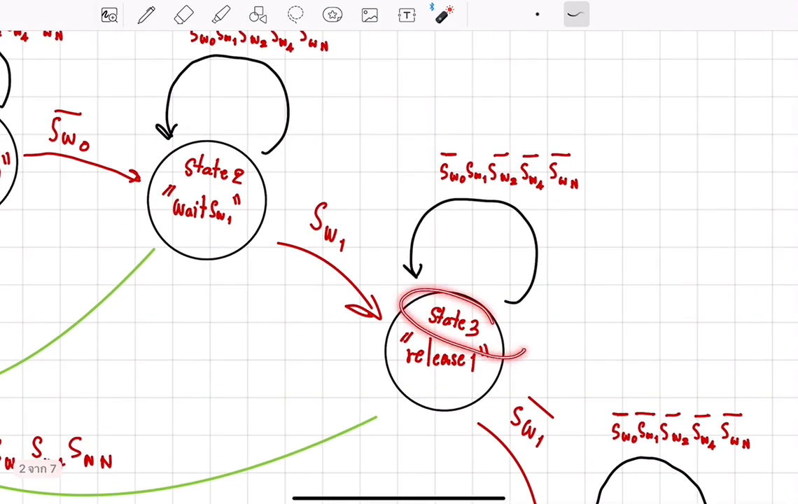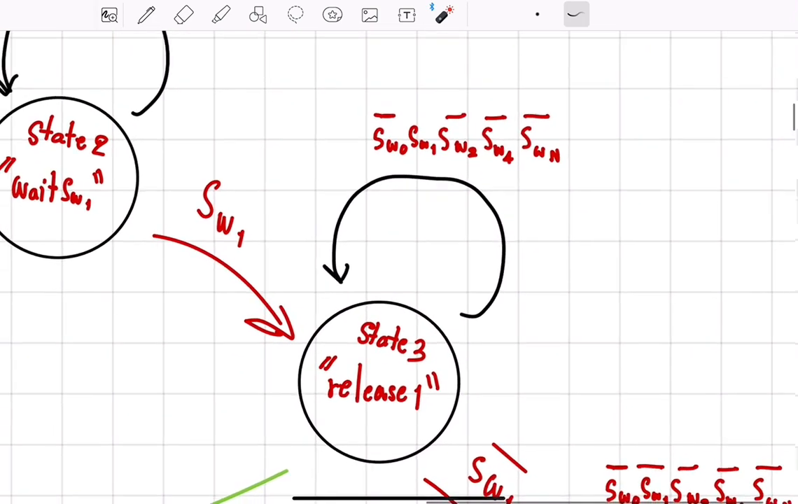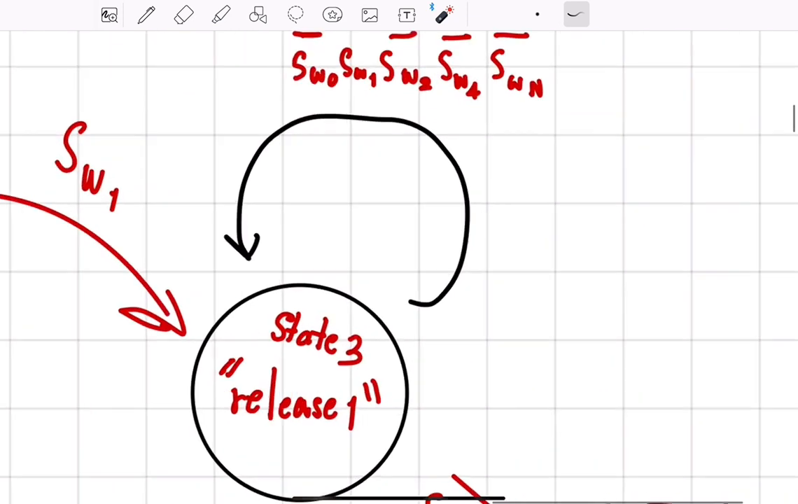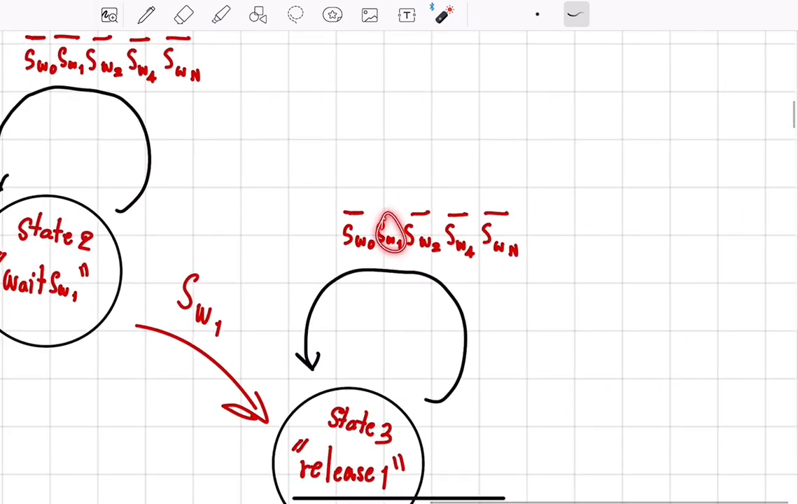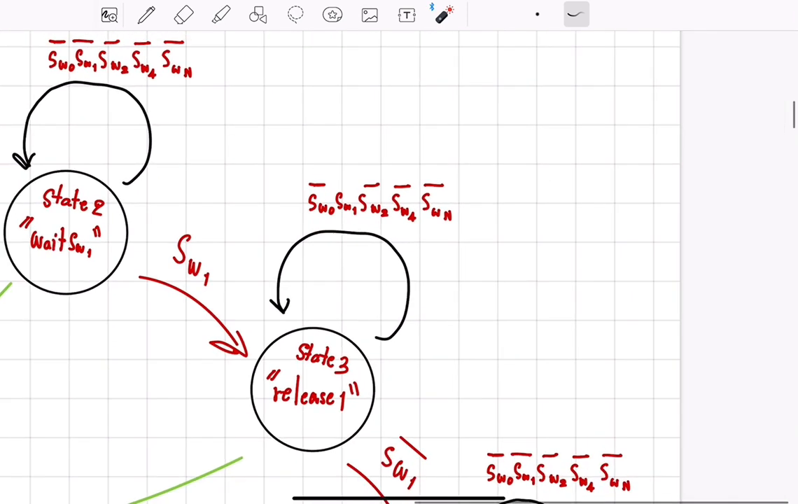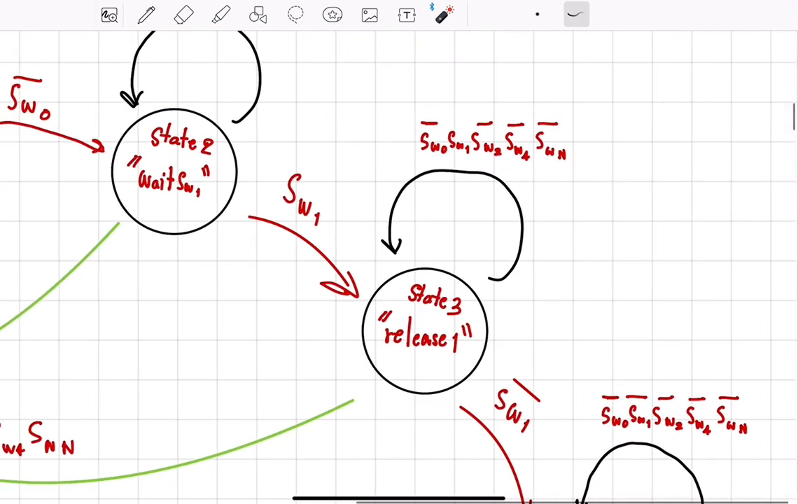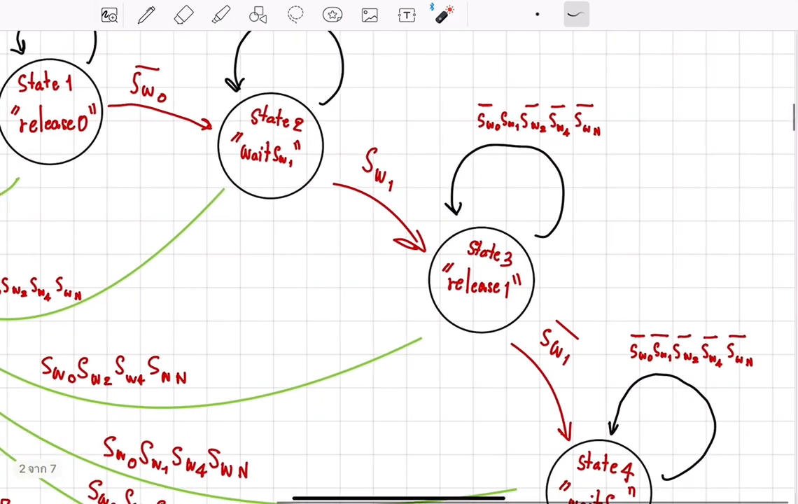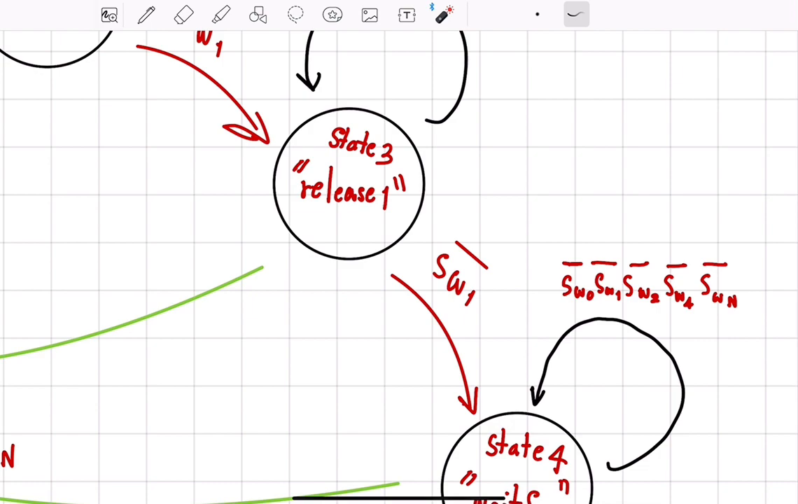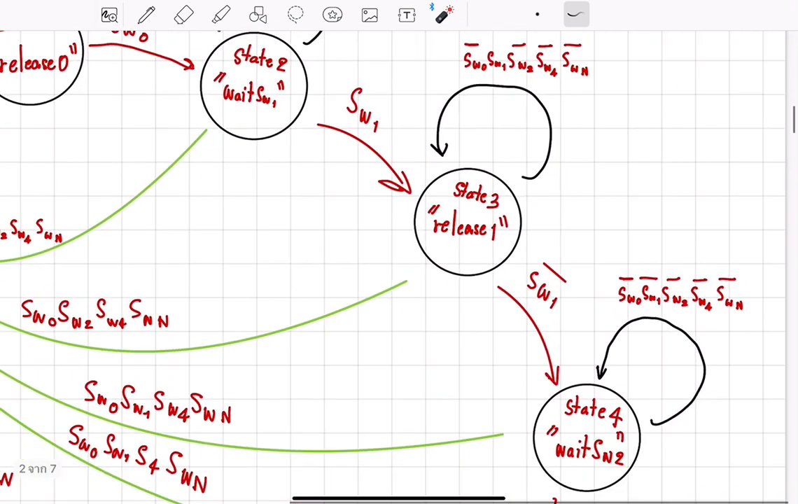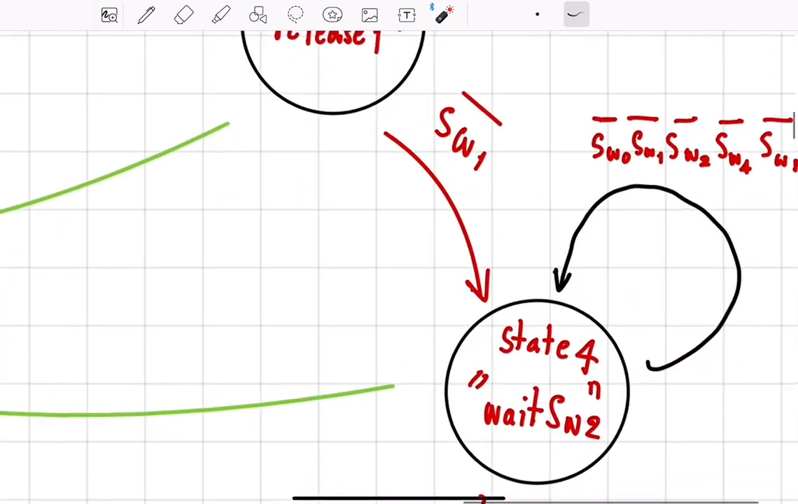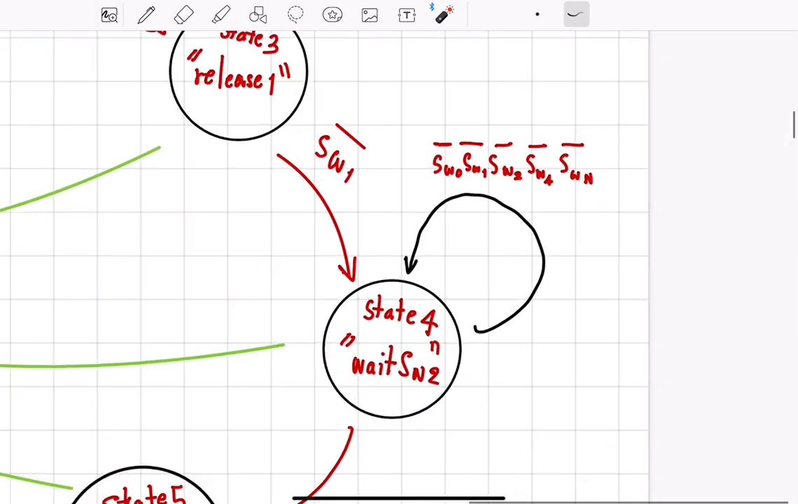State 3 means relay. I push switch 1. When I push switch 1, or I don't push switch 0, 4, 2, 4, N, it means working again in state 3. And when I don't push switch 1, I go to state 4.